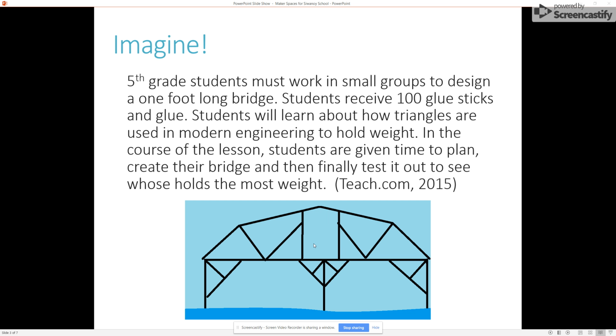Fifth grade students must work in small groups to design a 1 foot long bridge that is going to stand between two tables. Students receive 100 glue sticks and glue. Students will learn in a brief mini lesson about how triangles are used in modern engineering to support weight. In the course of the lesson, students are given time to plan, create their bridge, and then finally test it out. So I would be putting on, say, 1 pound, 2 pounds, 3 pounds, and seeing how far we could go up, and how long it would take before one of them starts to crack.